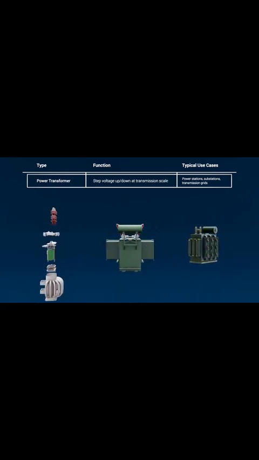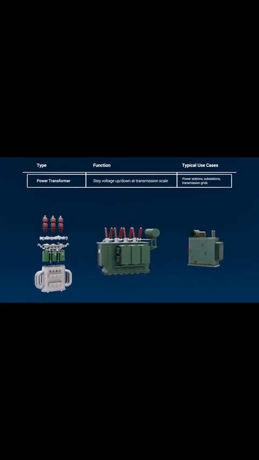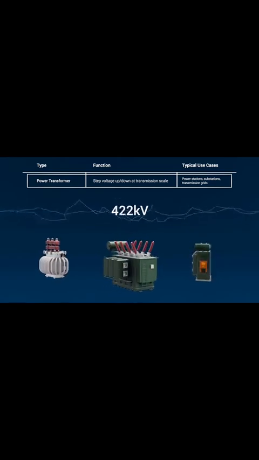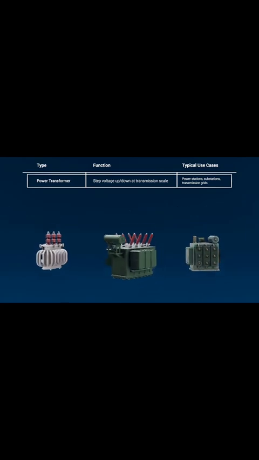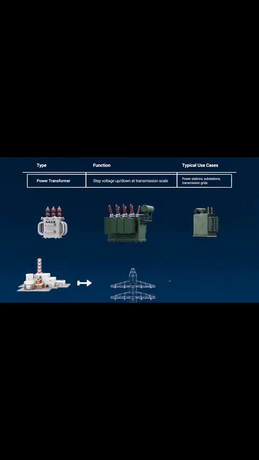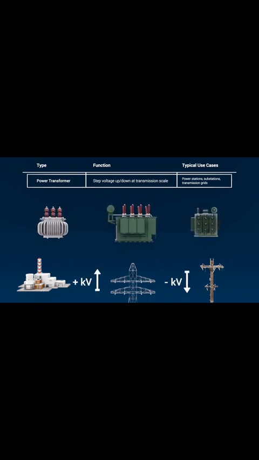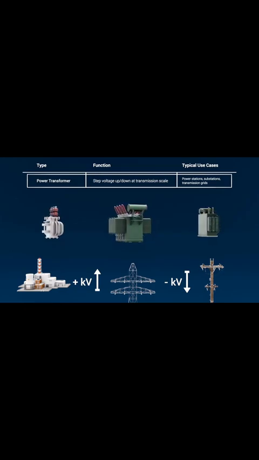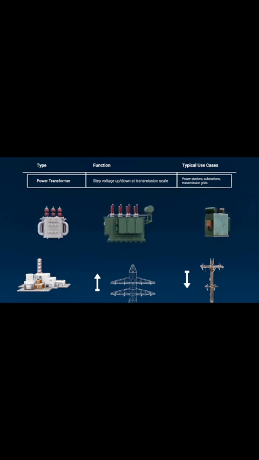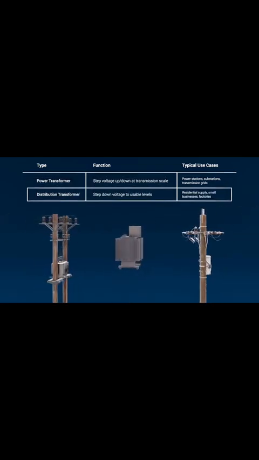Let's break them down. At the top of the chain are power transformers. These are used in transmission networks working at extremely high voltages, often hundreds of kilovolts. Their job is to connect generating stations to the transmission grid, stepping voltage up or down between major tiers of the power system. They're optimized for maximum efficiency, since even tiny losses at this scale translate into huge amounts of wasted energy.